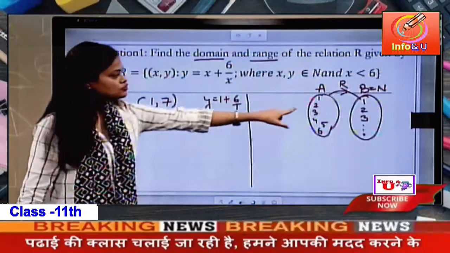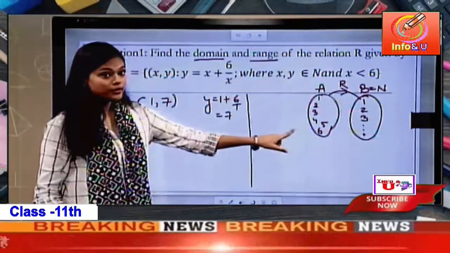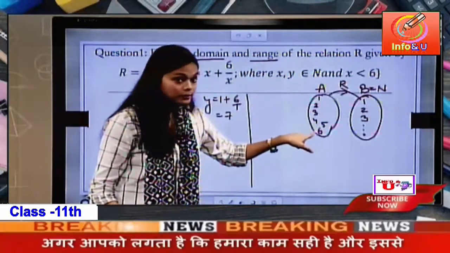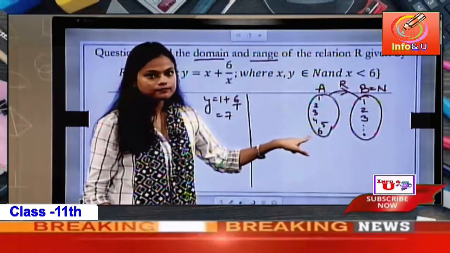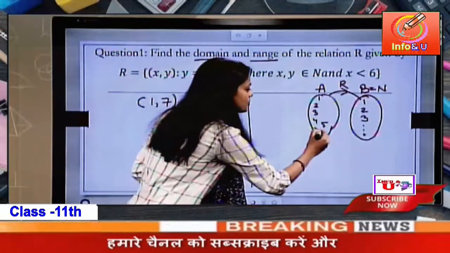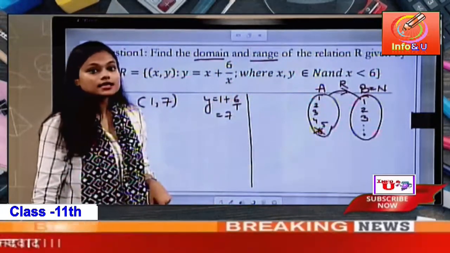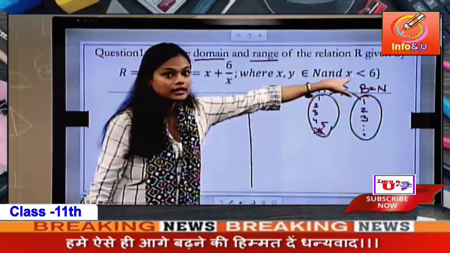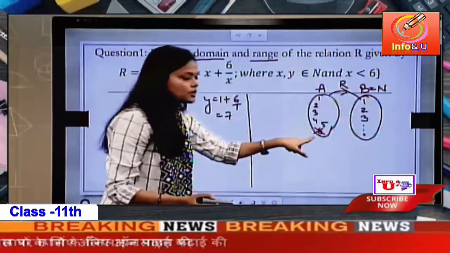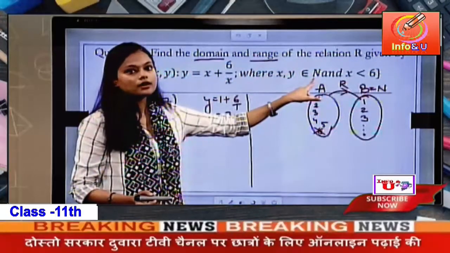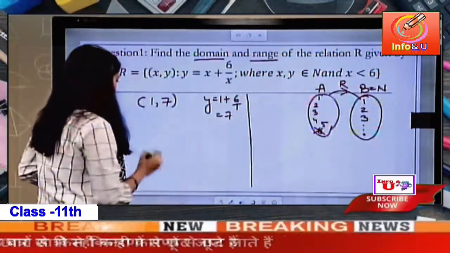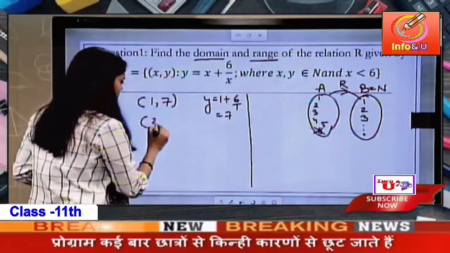Now the second element, 2. Remember I have taken 6. Will 6 be included in the set A? Hope you have seen this. No, it will not be included. Why? Because there is a strict inequality. If I put an equal sign there, then 6 will be in the set A. Right now, 6 will not be in the set A.